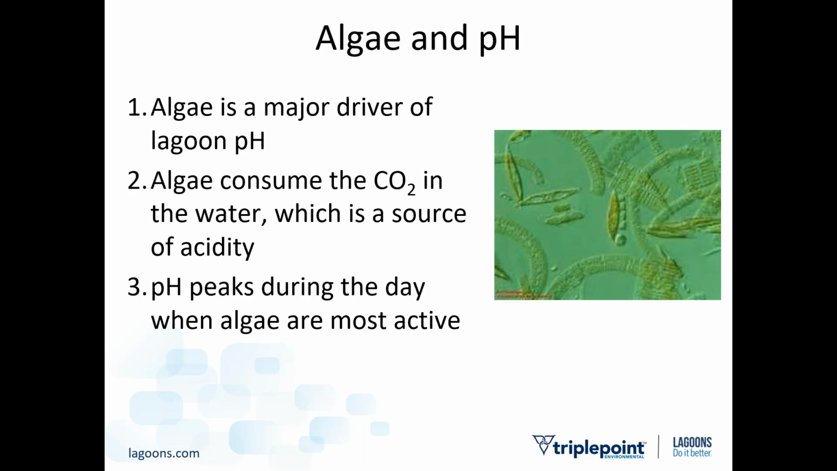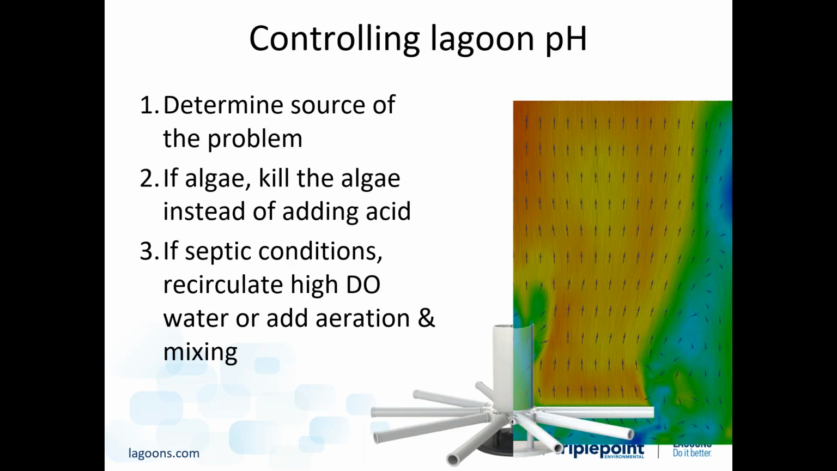Chlorination-based disinfection becomes really ineffective around a pH of 9. And then lastly, a lot of discharge permits just have a pH requirement that often stops at 9. So if you've got a pH above that due to algae, you can have direct violations from that. So algae is a huge driver here. So how do you control lagoon pH in this situation?